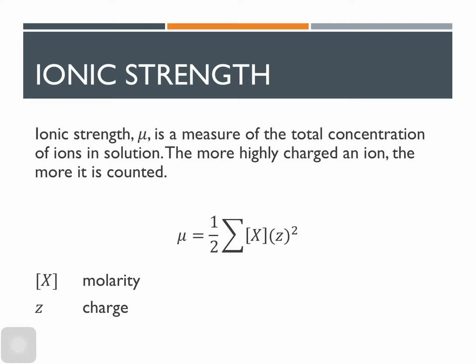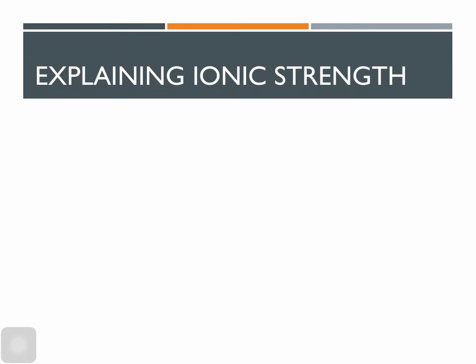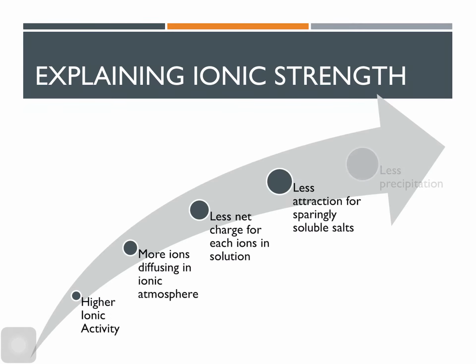We were going to talk about ionic strength. Previously, we said that in diverse ion effects, the presence of inert ions increases the solubility of our substances. Okay, this is the slide. When we have higher ionic activity, we get less precipitation or increased solubility.